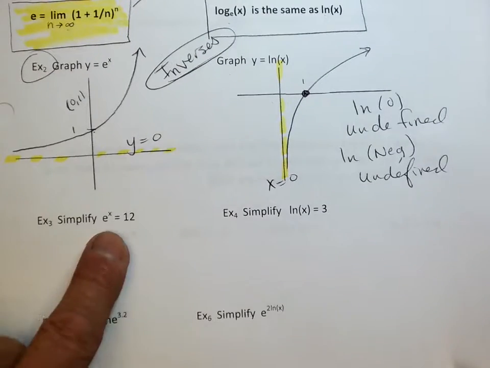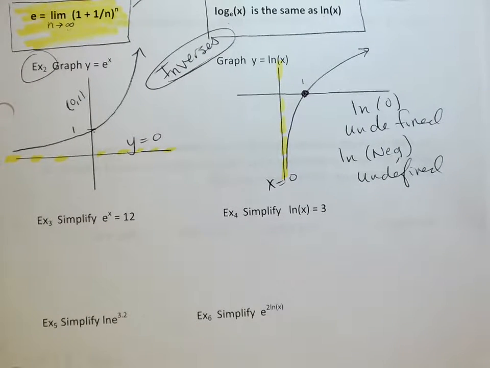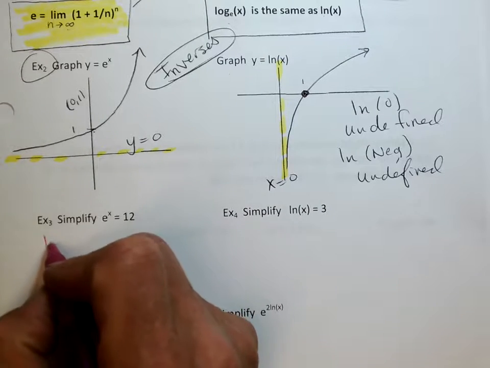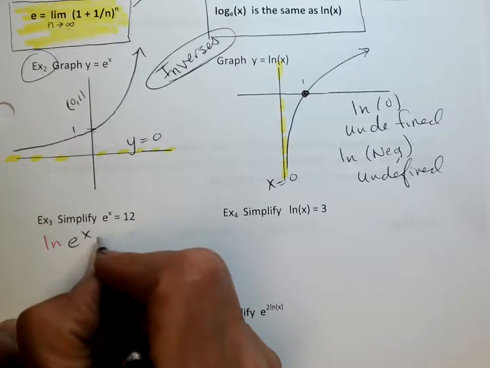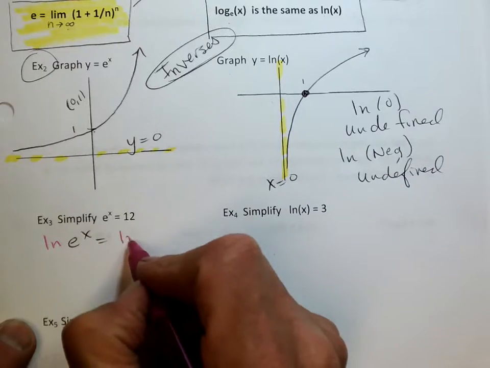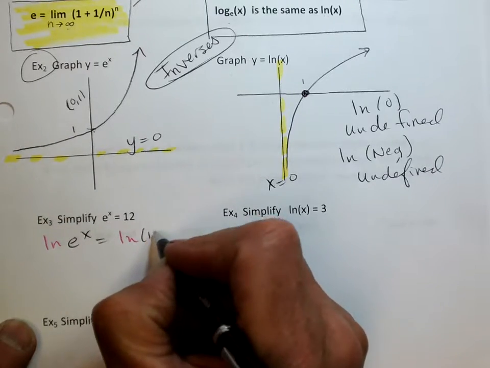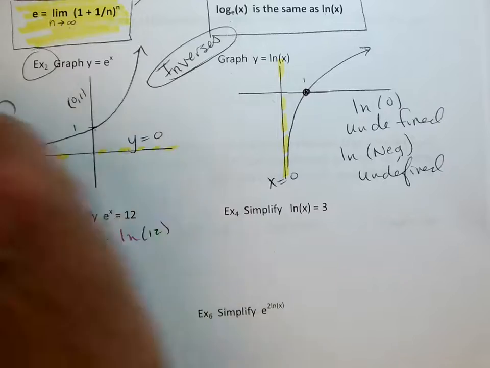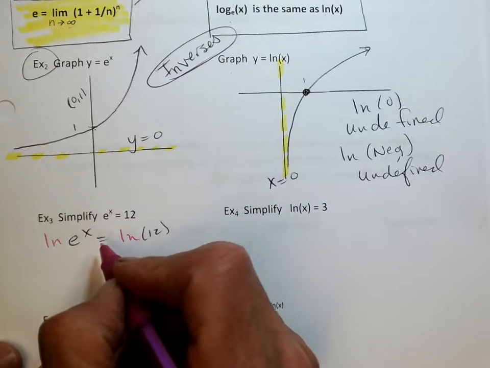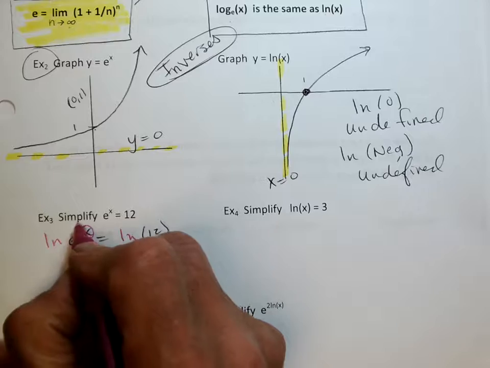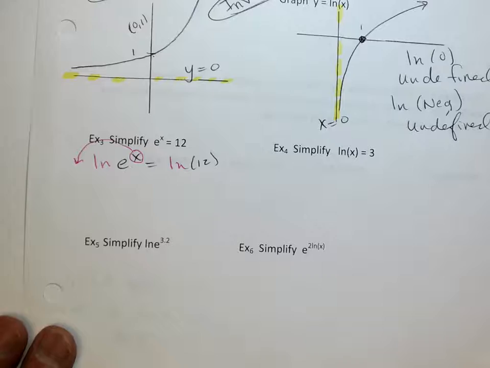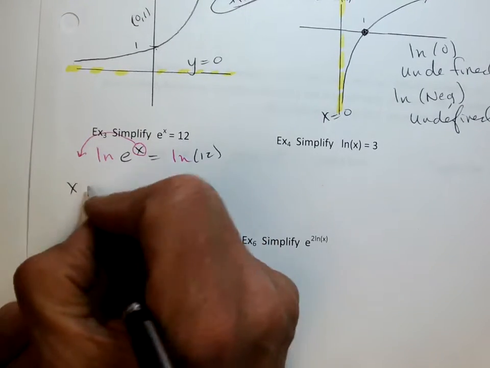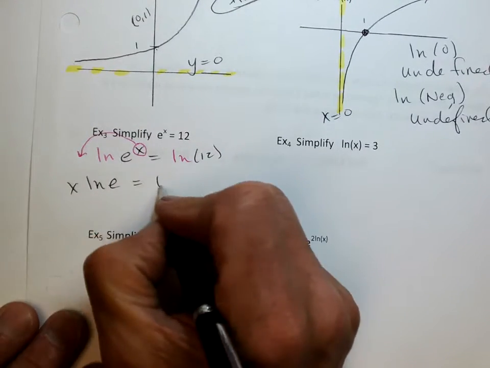So instead of the log, how about the natural log? With e, don't use log, use natural log. So it's natural log of e to the x equals natural log of 12. And we learned that when we do the log or natural log, it will float the exponent down, remember that from last week? So the exponent comes down, and we get x ln of e is equal to ln of 12.